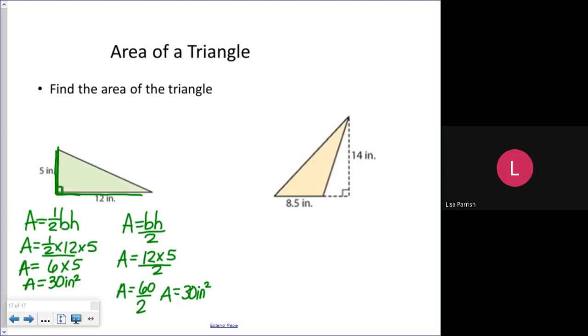Now, I want you to pause the video, and I want you to try this last one on your own. If you've got a calculator, the decimals should not be a problem. If not, you can still multiply that by hand. It's not that hard of a number, so pause it.